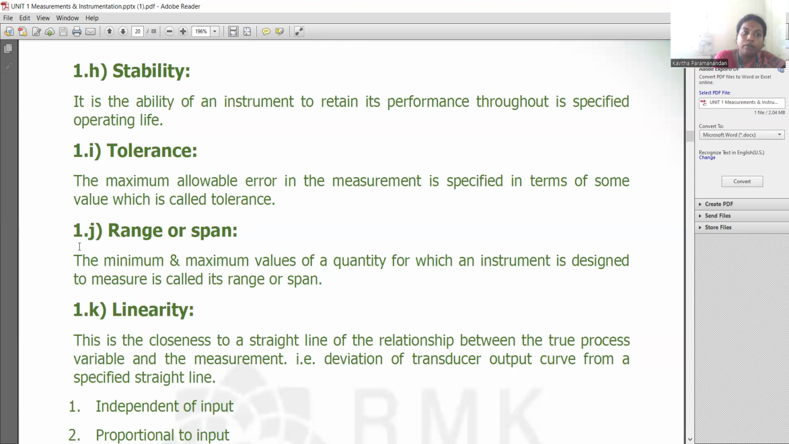Range or span is, for example, whatever is the required value or range of the instrument. For example, in case of ammeters, if we require 0 to 10 amperes, and a 0 to 10 amperes ammeter is not available, we can move to the next higher level, but not to a range that is lower than what is required. So we always prefer the exact value or the next higher value, but definitely not the lesser value.